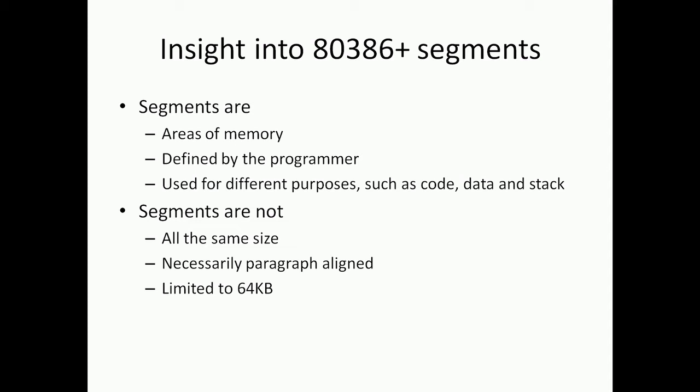I could have segments of 64 kilobytes. Why 64 kilobytes? Because 2 power 16 is 64 kilobytes. So, why is it 64 kilobyte segments?